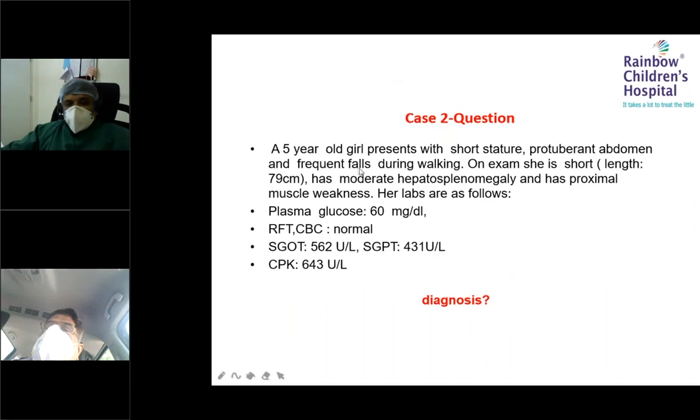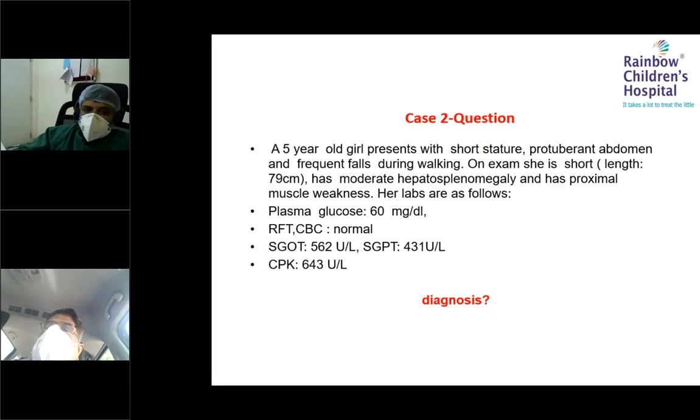So this is the next scenario. This is a 5-year-old girl who presents with short stature, protuberant abdomen, and frequent falls during walking. On examination, she is very short, has moderate hepatosplenomegaly, and has proximal muscle weakness.